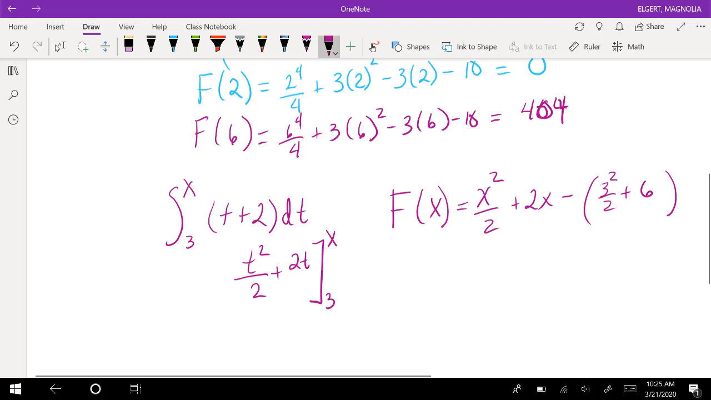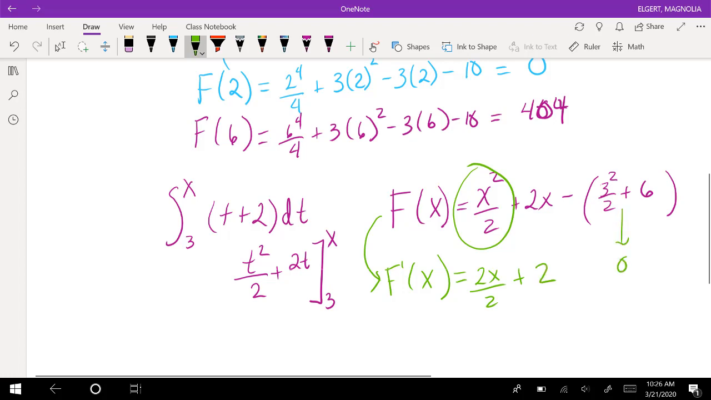So here's where the second fundamental theorem gets kind of cool and it makes it easier. What happens if I have this function and I take the derivative of it now in terms of x? What would be the derivative of this function? Remember, derivatives were what we did the first semester. The derivative of this would be 2x over 2 plus 2, and the derivative of a constant is just 0. So the derivative is x plus 2. Notice this x plus 2 is the same function as t plus 2, just a different variable.